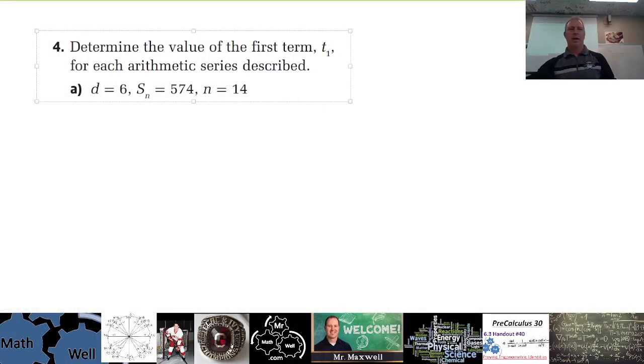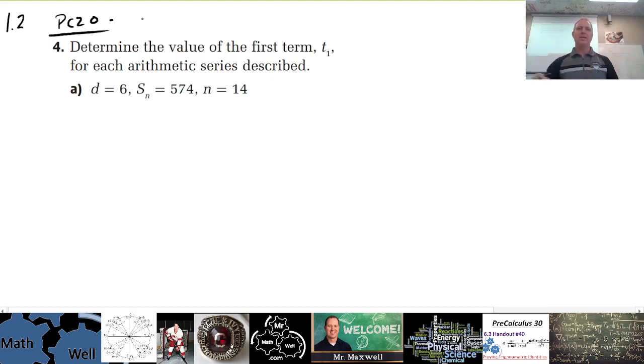All right, so here's 4A, and this is section 1.2? Okay, so 4A says determine the value of the first term, T1, for each arithmetic series described. So we have an arithmetic series, and what's given? The difference is given. The sum is given for the first 14 numbers. Okay? So what's the first term?